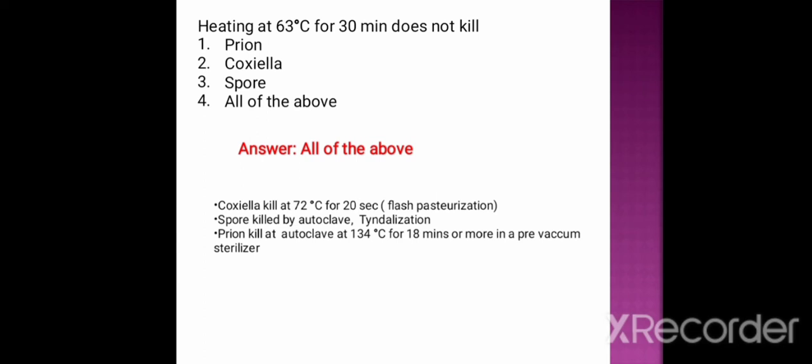Autoclave is the surest method to kill the spore, whereas tyndallization is fractional sterilization. It is a 3-day process done at 100 degrees centigrade for 3 consecutive days. Each day, that is day 1, day 2, day 3, is 100 degrees centigrade for 20 to 30 minutes. Prion is killed by autoclave at 134 degrees centigrade for 18 minutes or more in a pre-vacuum sterilizer.